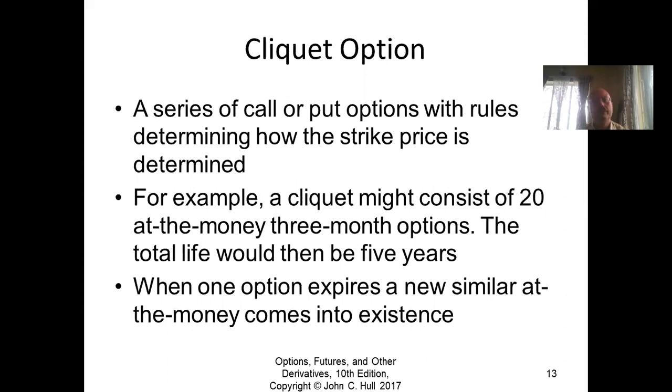Click options are rollover contracts. What is a rollover contract? Suppose you set up a series of call options, where the first one is completely known. The second one, the strike price is determined from the first one, and so on. And they might span a long period of time. For example, a click like this with 23-month options will span 5 years.